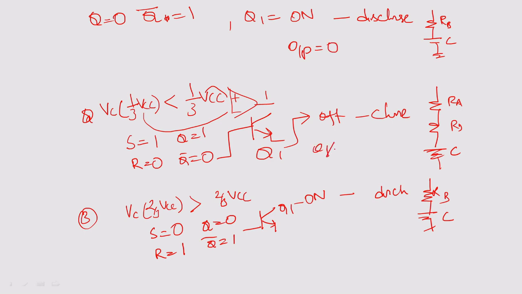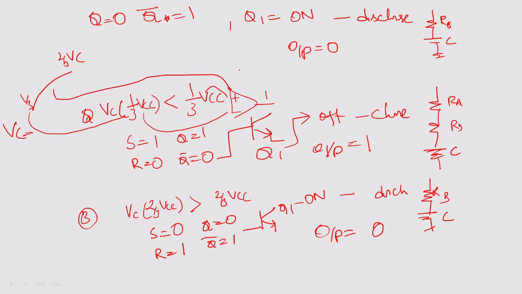Okay, during this period your output will be 0. During this period the output will be 1. During this period output will be 0. So here the capacitor output will be something like this. See, 1 by 3rd to 1 by 3rd is your starting voltage. Up to 2 by 3rd of your VCC, your lower comparator will work. So this is 2 by 3rd of your VCC, right?